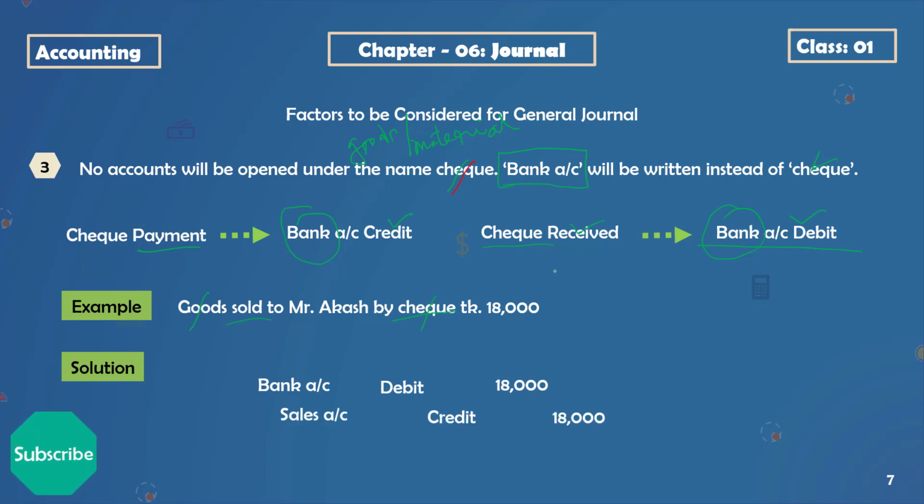Since goods are sold to Mr. Akash, sales is a revenue account, so you have to credit sales account, and for receiving check, you have to debit bank account. And here is the journal for this particular transaction. Understood? Okay.